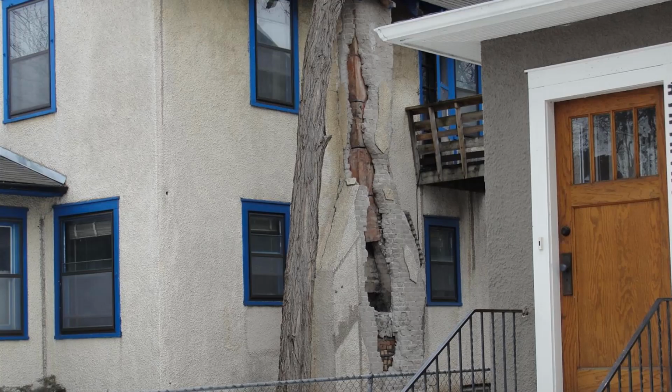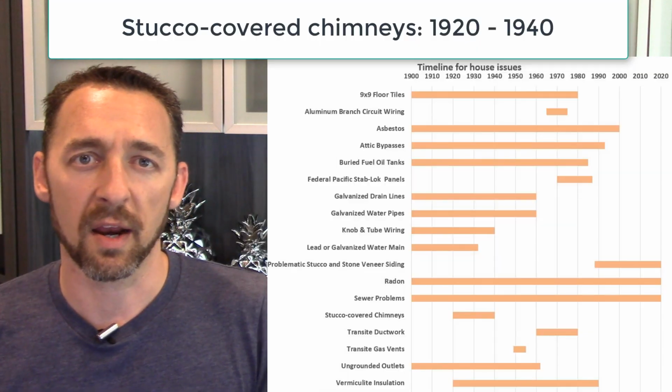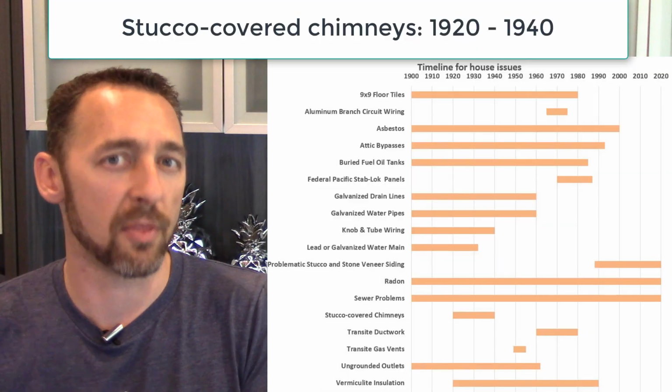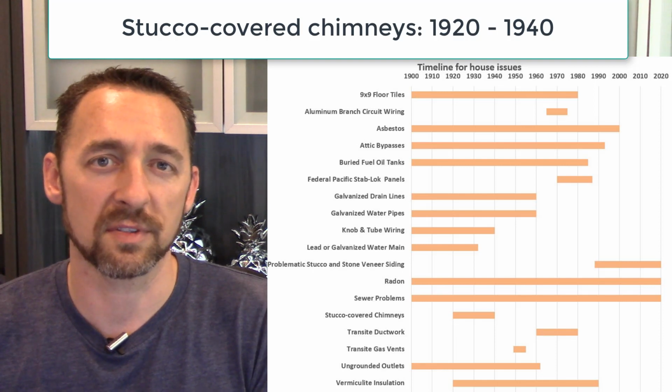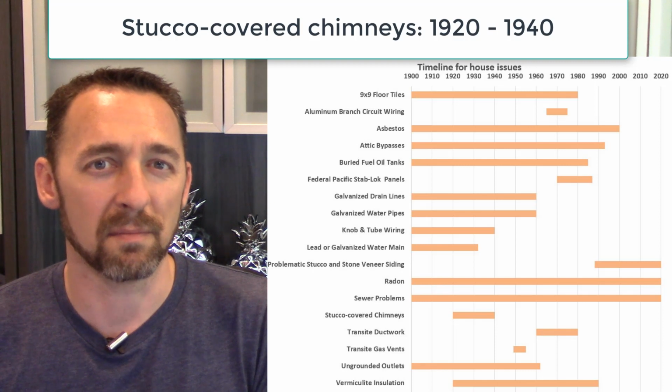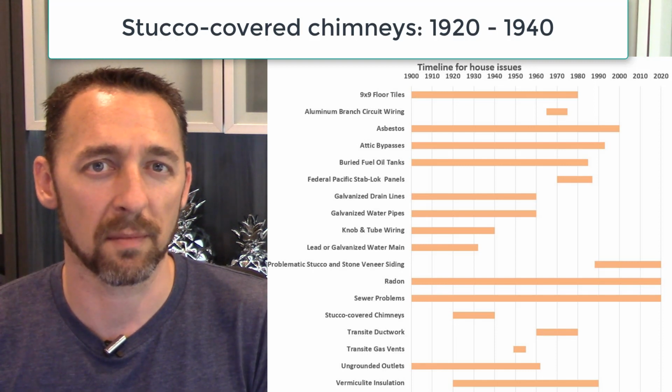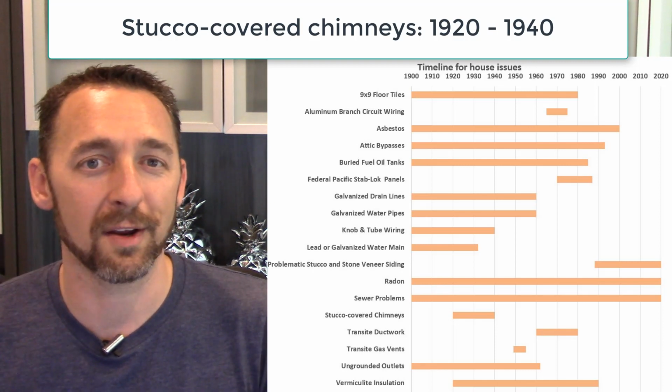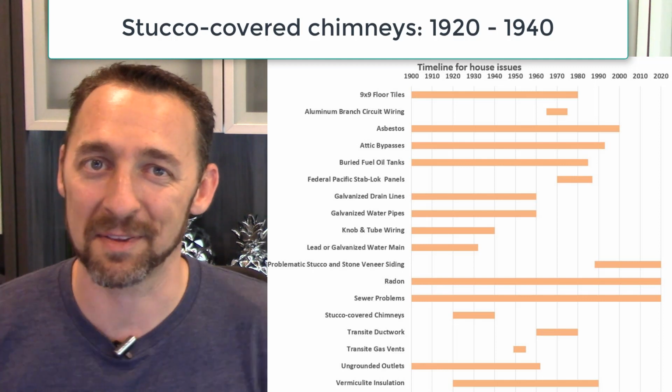Next is stucco-covered chimneys. These are chimneys that are covered with stucco. They have limestone brick, and they were built in the 20s and 30s. That's the age of stucco-covered chimney to look out for. These things have some major expensive problems with them. So we're very on the lookout for those when we're inspecting this age of house.